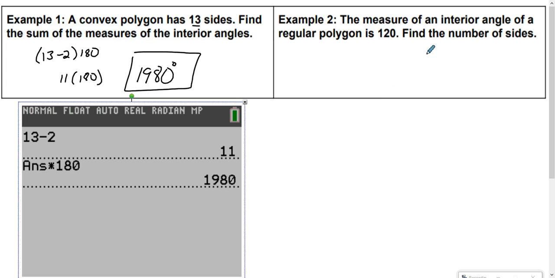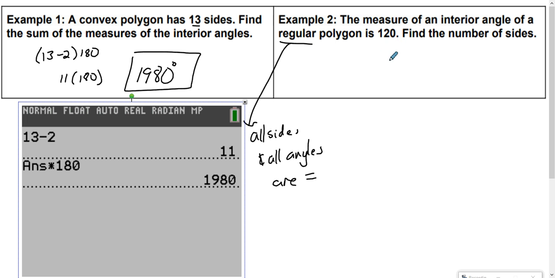Okay, now let's try this one. The measure of an interior angle of a regular polygon is 120. So now we have an extra word in here, regular. Regular means all sides and all angles are equal, or congruent, you could use. The measure of an interior angle of a regular polygon is 120. Find the number of sides.